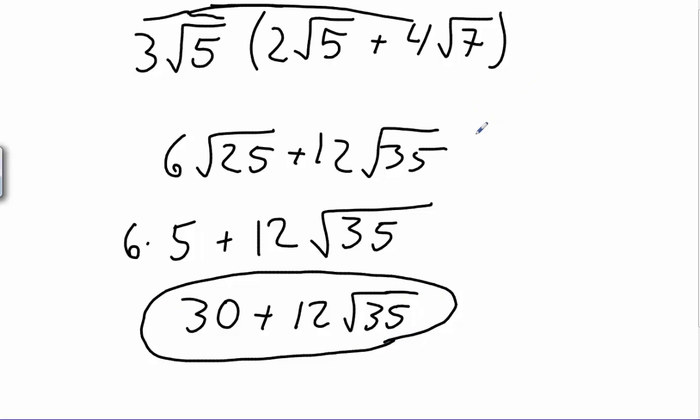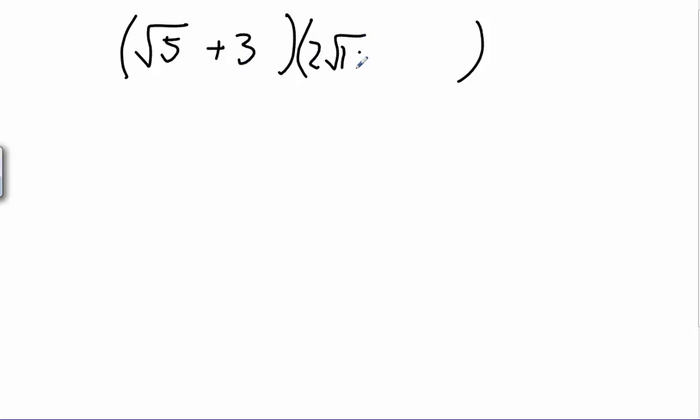So the last and hardest one, it's really not hard. You guys just don't like multiplying a binomial by a binomial. I think it's fun. I enjoy it, but I'm weird. So let's take radical 5 plus 3 times 2 radical 10 minus 6. When we're multiplying a binomial by a binomial, it's really just distributing the radical 5 to this parenthesis, distributing the 3 to this parenthesis. Some of you guys call it FOIL. I'm not a big fan of FOIL, but whatever. So let's distribute the radical 5 into this one.